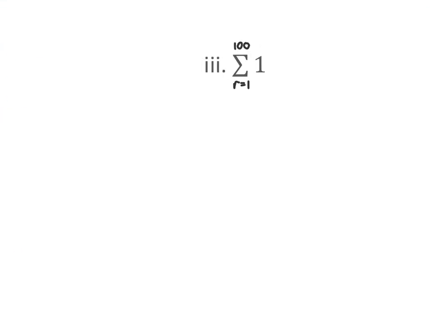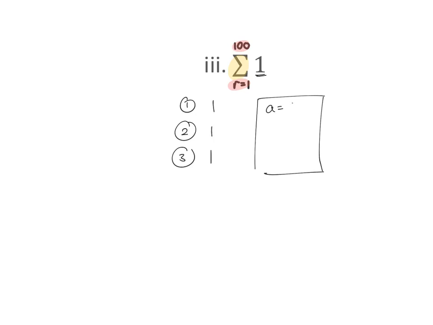Okay, this one here is slightly different. We are still doing a sum. We're doing it from 1 to 100. And we have our sequence here. Now, if we generate our first few terms, we actually get 1, 1, and 1. Because 1 doesn't change. There is no r, there is no x, there's no variable. So that doesn't change. So you could use the box. So A equals 1, D equals 0, N equals 100, and you could use the formula for the sum to 100.